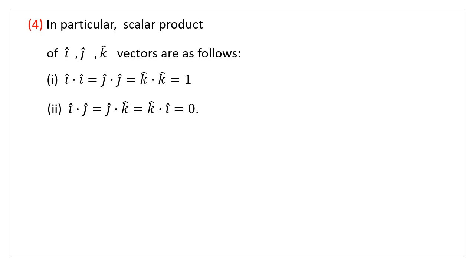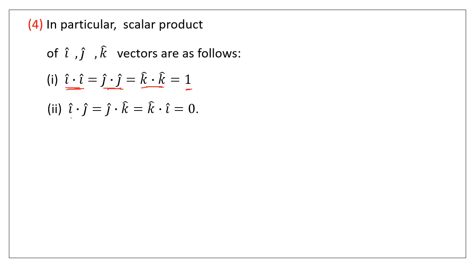In particular, the scalar products of i cap, j cap and k cap vectors are as follows. i cap dot i cap equals j cap dot j cap equals k cap dot k cap equals 1. So student, as we know, i cap dot i cap lies along the same line, means they are parallel to each other. The angle between them is 0, cos 0 gives us 1. So the dot product of i cap dot i cap equals j cap dot j cap equals k cap dot k cap equals 1.